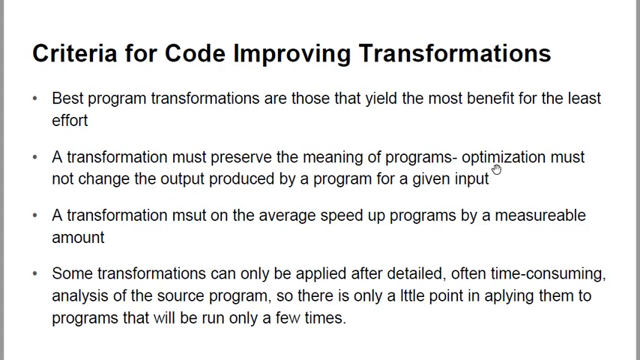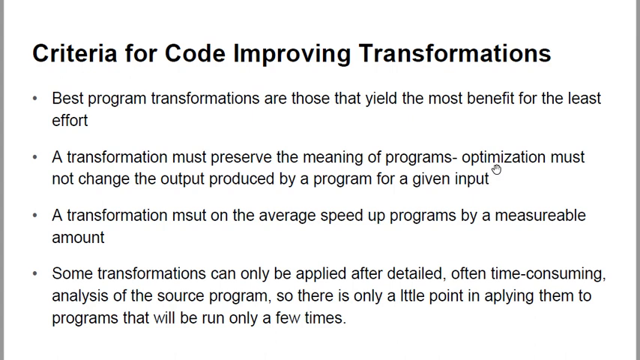The criteria for code-improving transformations are that the best program transformations are those that yield the most benefit for the least effort. The transformations provided by an optimizing compiler should have certain properties. The transformation must preserve the meaning of a program. The optimization must not change the output produced by a program for a given input. The transformation must, on average, speed up programs by a measurable amount. Sometimes we are just interested in reducing the space taken by the compiled code, although the size of the code has less importance than it once had.